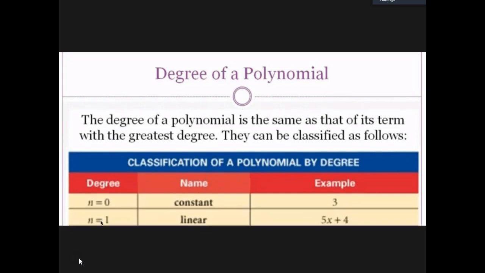If the degree is 1, then it is linear. A linear function can have no more than two terms if it is a single variable, because you have the linear term and the constant term.